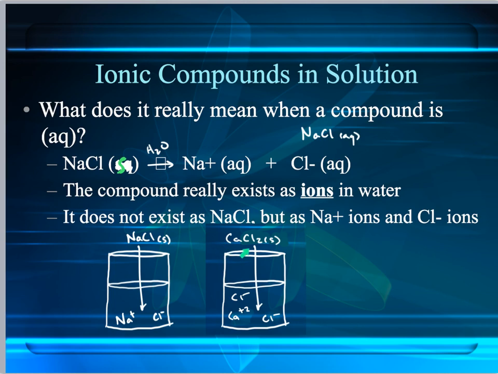But for something like calcium chloride, which is also an ionic solid, you put that into water, and for every one calcium ion that dissociates, which means comes apart, you get two chloride ions. So it's important to have these examples in your notes, explaining what happens when you put a soluble, meaning it can dissolve, salt into water. What we get are the ions.